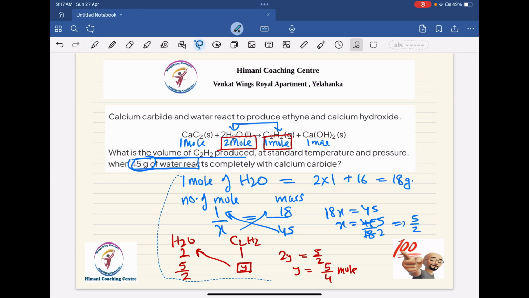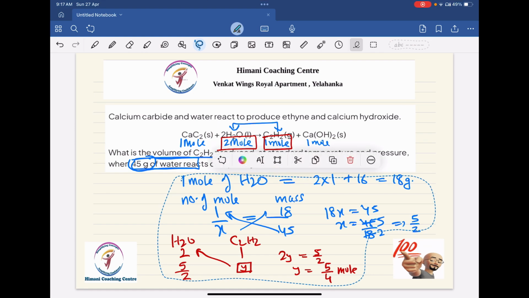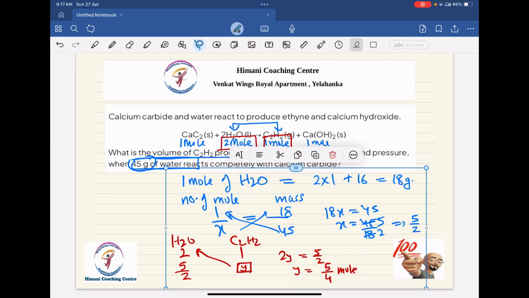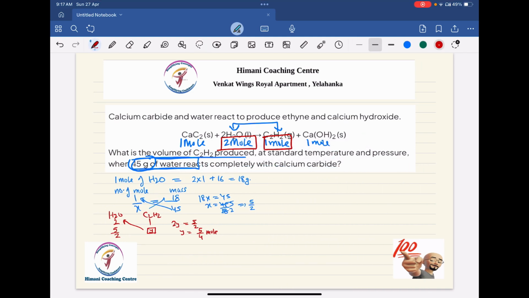Let me make some space for this and then we can solve it. In 1 mole of C2H2, we have 22.4 liters of gas. We have 5 by 2 mole of C2H2. So what would be the volume? 5 by 2 times 22.4, which would be 5 into 11.2. 5 2s are 10, 5 1s are 5, 6, and 5 1s are 5. So the answer is 56 liters of C2H2 produced if 45 grams of water is used.